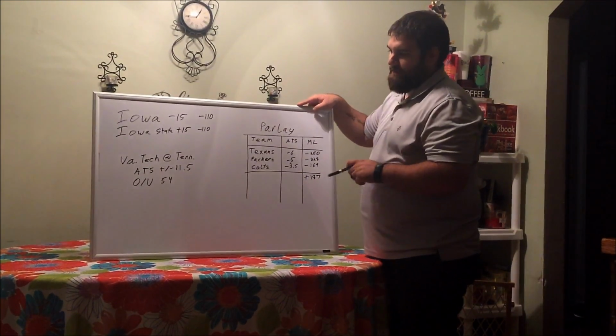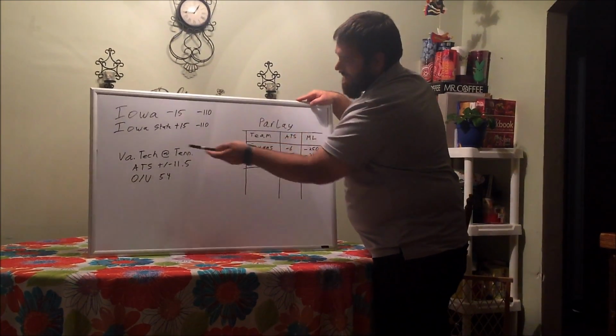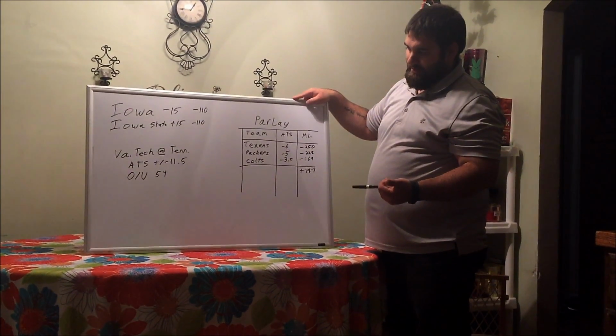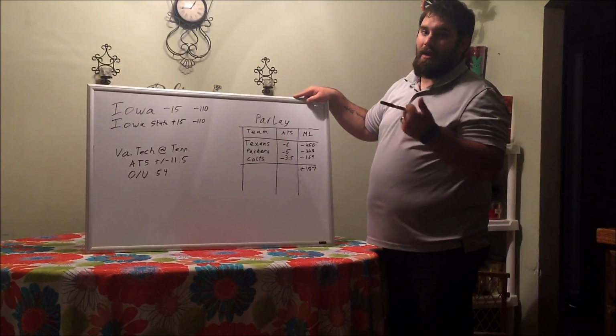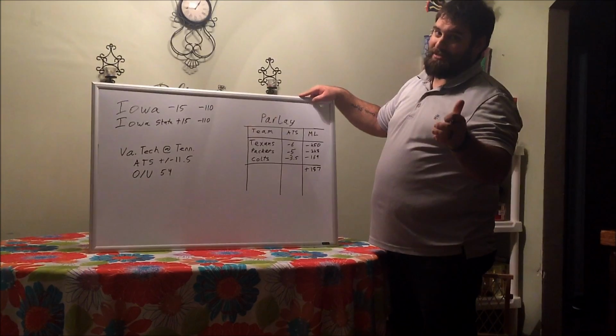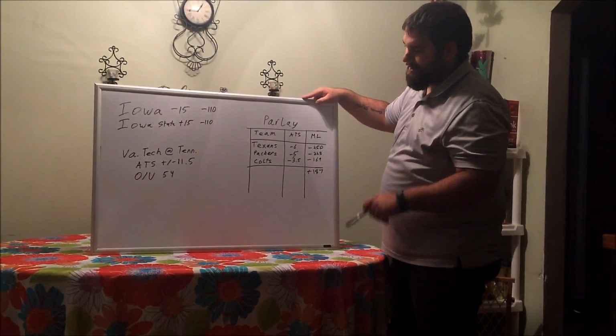Now the next game we have up here is Virginia Tech at Tennessee. Tennessee is not actually the home team in this game because it's a neutral site game at Bristol Motor Speedway, which, yes, is in the state of Tennessee, not the Bristol in Connecticut where ESPN is located.